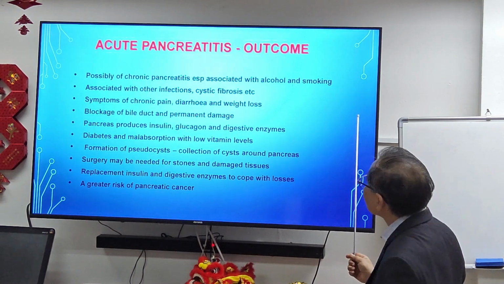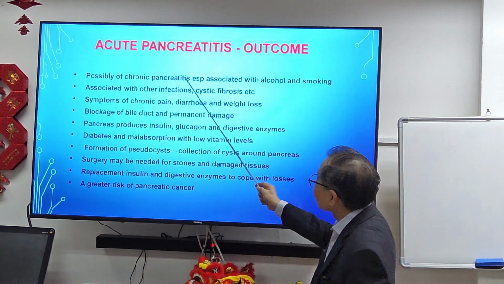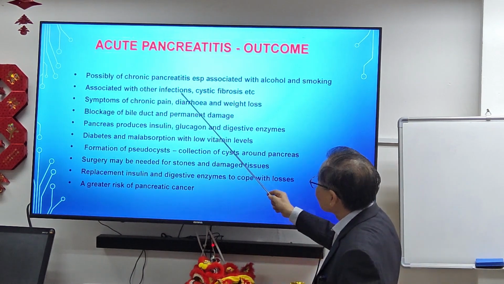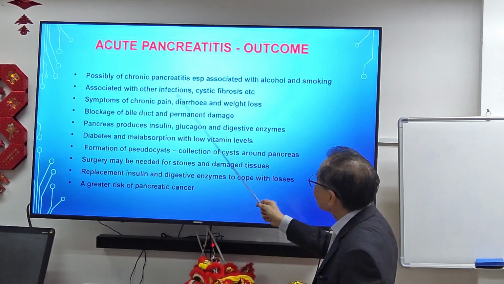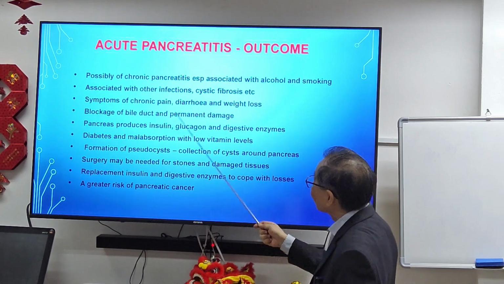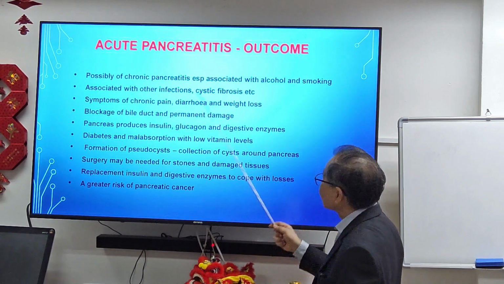So the outcome: chronic pancreatitis is associated with other things, pain, diarrhea, weight loss, blockage of the bile duct, and permanent damage.